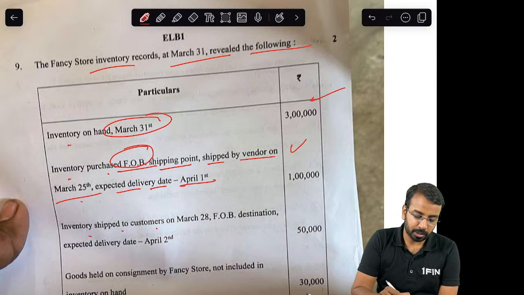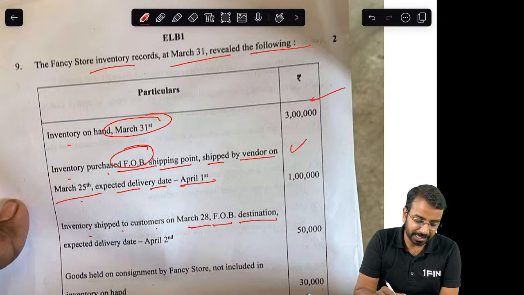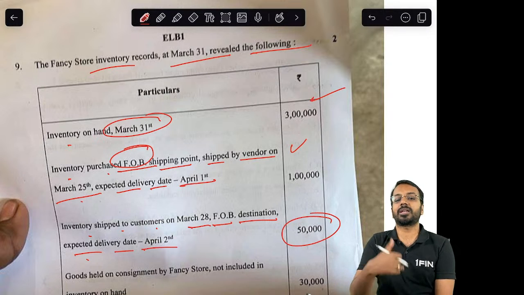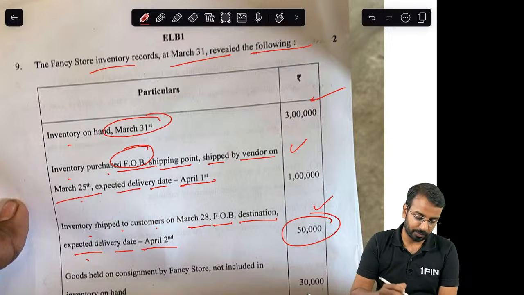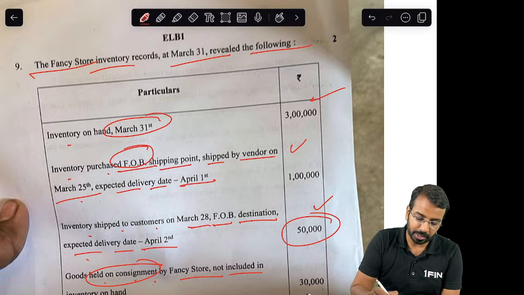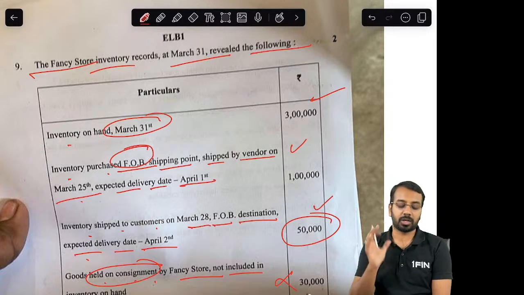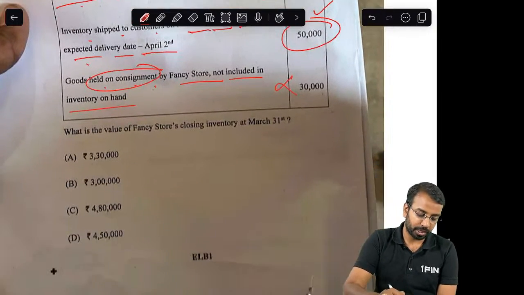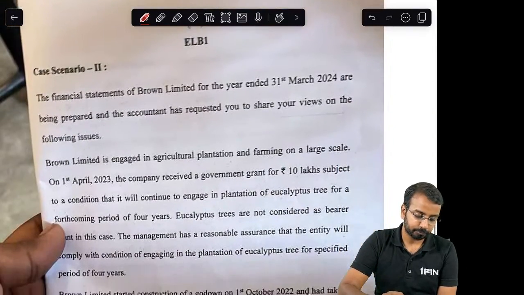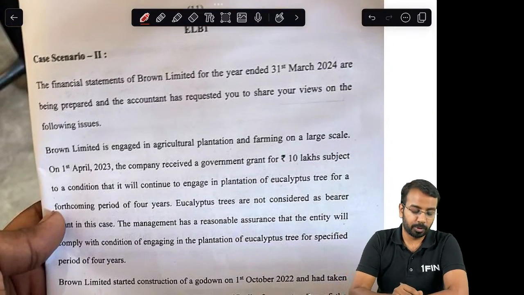Inventory shipped to customer March 20th, free on board, destination, expected delivery date April 2nd. On this, risk and rewards are not transferred. So this will also be our inventory. Goods held on consignment by fancy store not included in inventory at hand. So our fancy store, we hold goods on consignment. This we will anyways not include because this is not our inventory. So 3 plus 1.5, 4.5 lakh. What is the value of inventory? 4.5 lakhs.